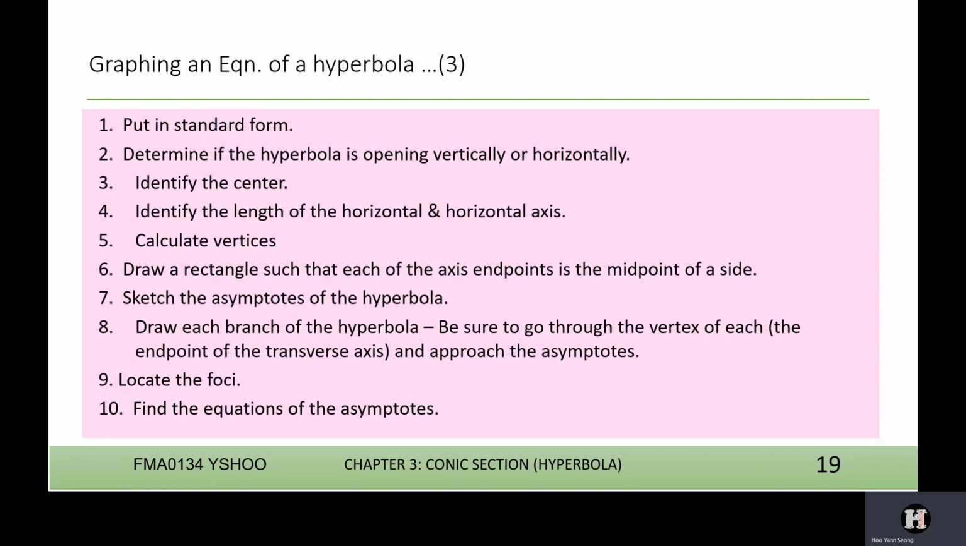This is actually a summary of the previous steps. First, always put it in standard form. Then determine the shape. After that, identify the center, and calculate the lengths of the horizontal and vertical axes. We need these only for drawing the box, the rectangle, and then we calculate our vertices and draw the rectangle. After that, sketch our asymptotes, draw the branches, and locate the foci and the equations.